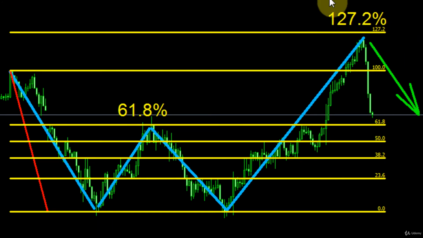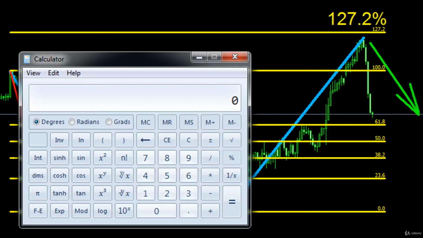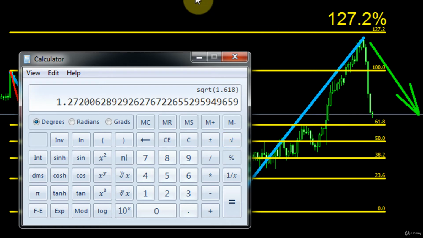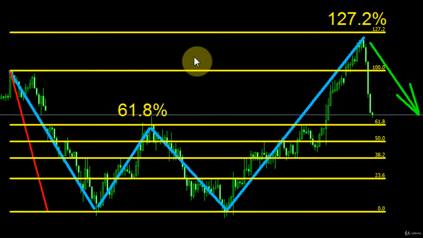So how do we get 127.2 from the Fibonacci ratio? Well, if we bring up the calculator and type in 1.618 and take the square root of that, then you'll see that the square root of 1.618 is actually exactly 1.272. And that again is not a coincidence. That is where all the mystery comes in. Nobody actually knows why markets move like that. Why is it exactly 61.8% here, and why is it exactly 127.2% here?